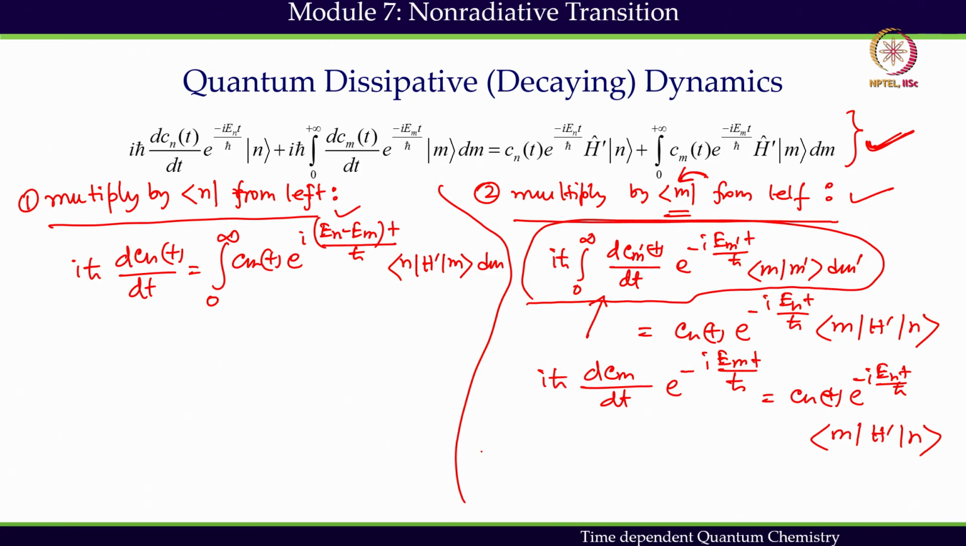which can be further reduced as i h cut dc_m/dt equals c_n(t) e to the power i (E_m minus E_n) t by h cut <m|H dash|n>.